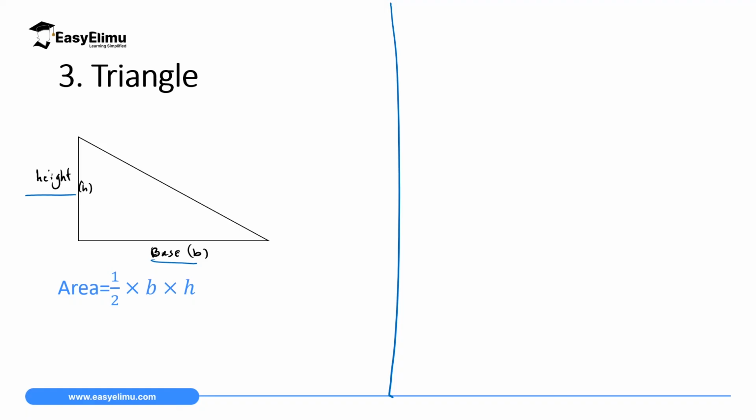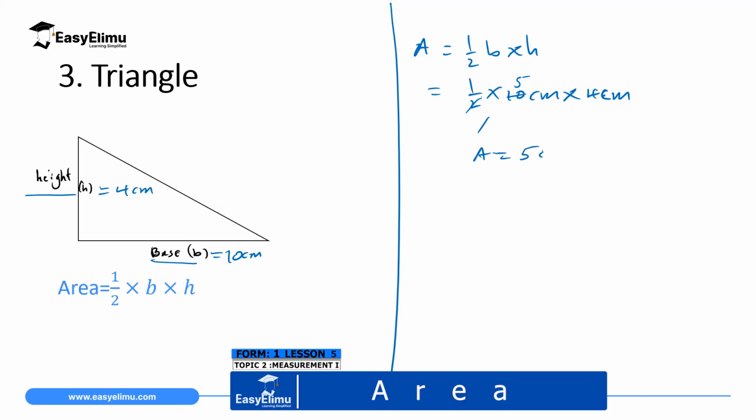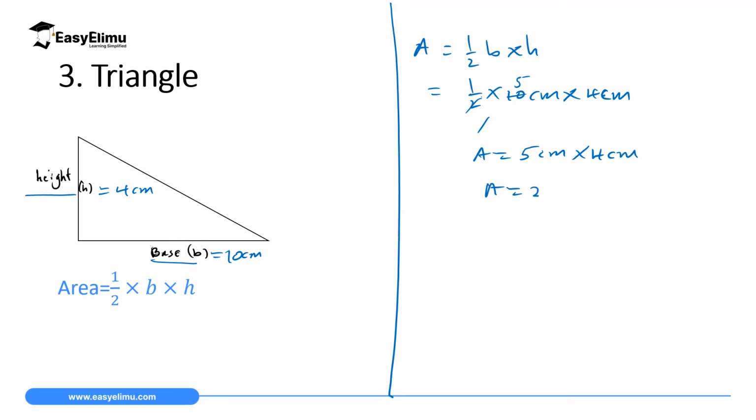So in this case, if we have a base, let's say 10 centimeter, and a height, let's say 4 centimeter, then our area is going to be a half base times height, which is the same as a half times 10 centimeter times 4 centimeter. Then now these two will go with this 10 to 5. Then we will remain with our area is equal to 5 centimeter times 4 centimeter. Area is going to be 20 square centimeters.